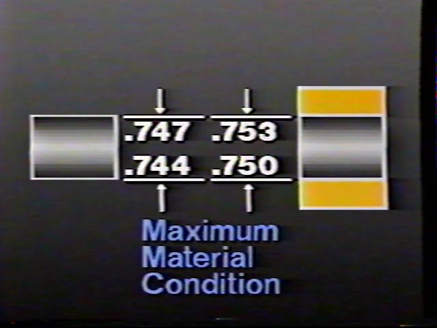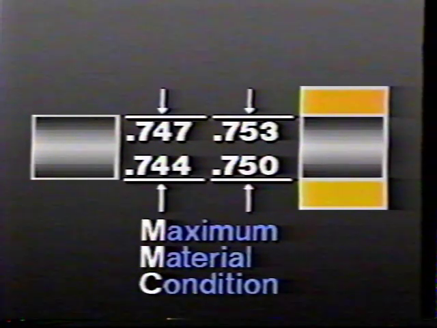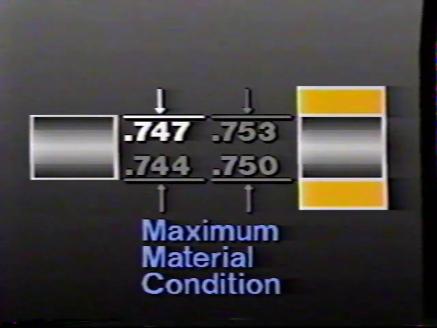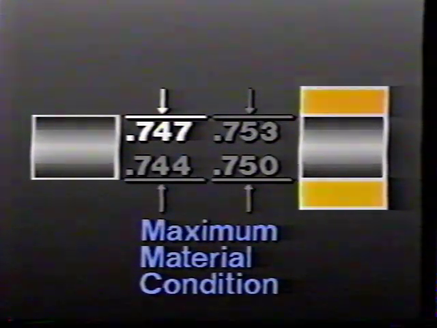When an external feature like the shaft is at its upper tolerance limit, it is said to be in its maximum material condition, abbreviated MMC. Here the shaft measures 747 thousandths. It's in its maximum material condition.